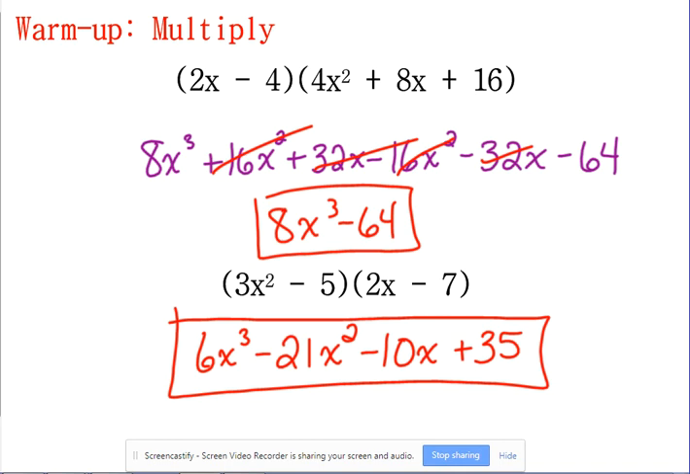This specifically is what we call the difference of perfect cubes. Okay, we've done the difference of perfect squares, but this is the difference of perfect cubes.